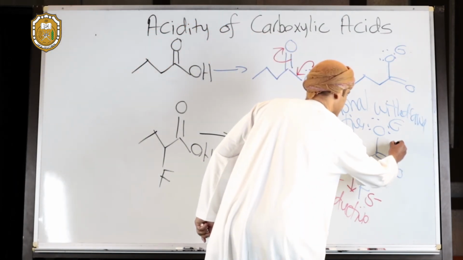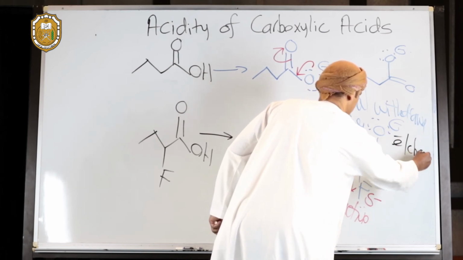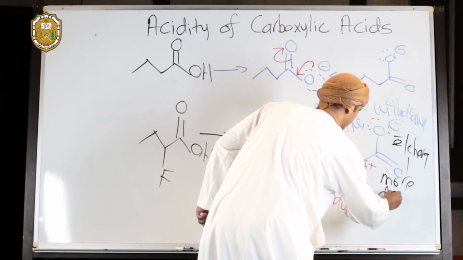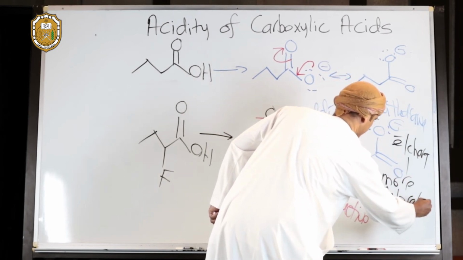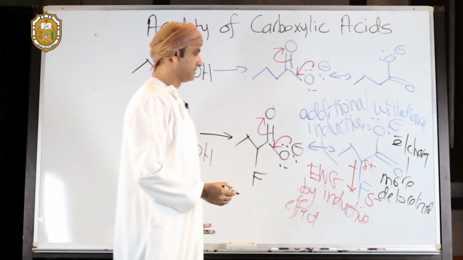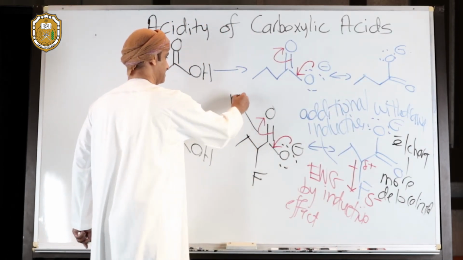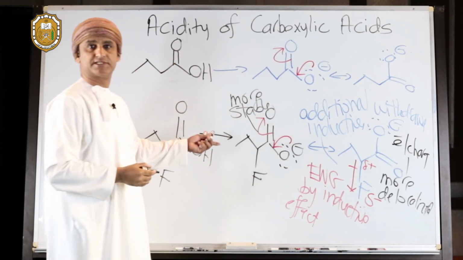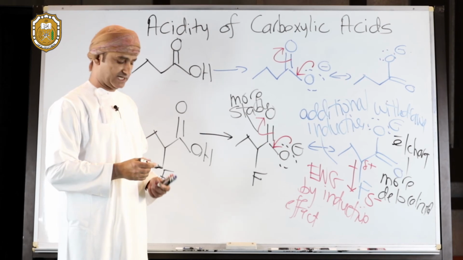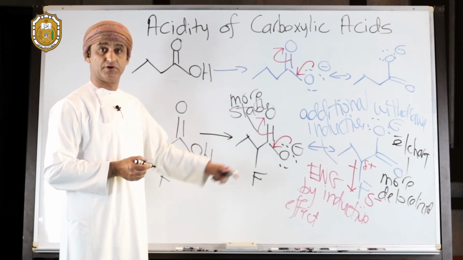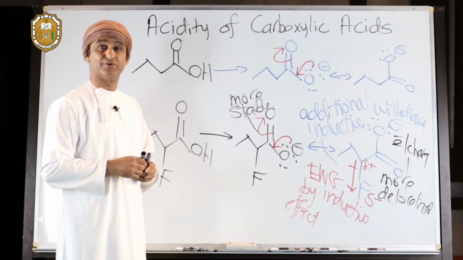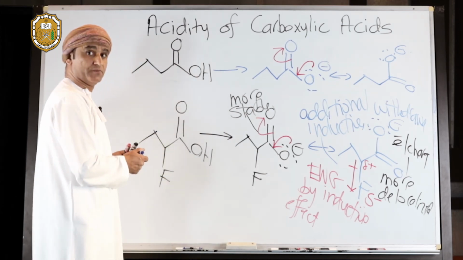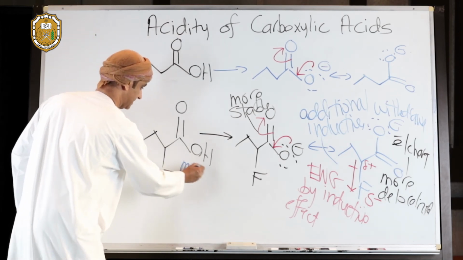If you like, electrons and the charge are more delocalized. This conjugate base, therefore, is more stable. When we say more stable, that's relative to the butanoate itself. If this carboxylate, or 2-fluorobutanoate, is more stable than butanoate itself, therefore 2-fluorobutanoic acid is more acidic.